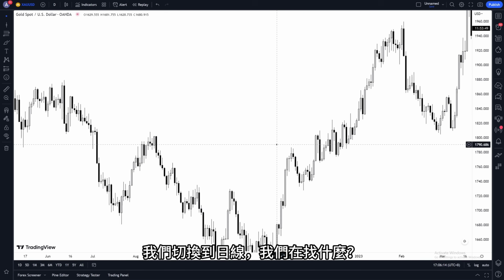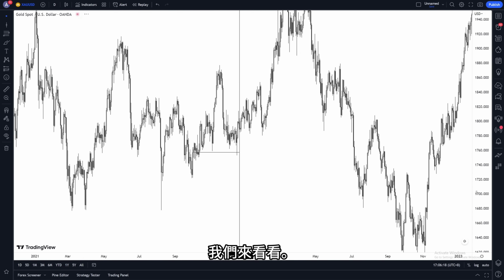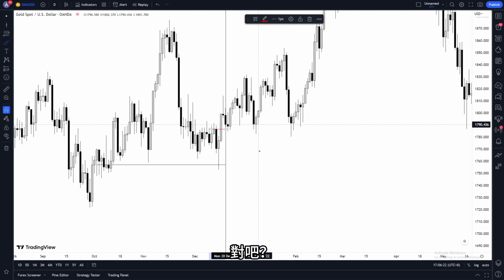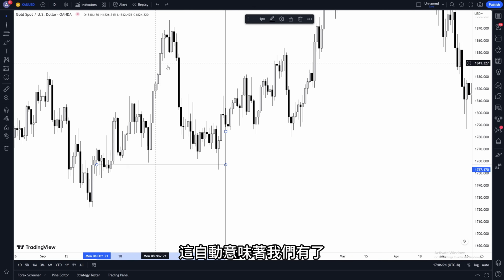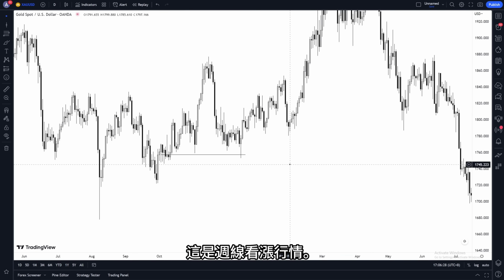We go to the daily. What are we trying to look for? Before I go there, what are we trying to look for? We're trying to look for a daily bullish breakout. Let's go do that. Boom, we have ourselves a daily bullish breakout right here, correct? Okay, so what does this mean? This automatically means that we have ourselves a weekly bullish storyline. Okay, it's a weekly bullish storyline.